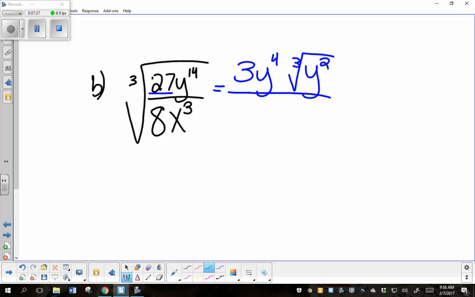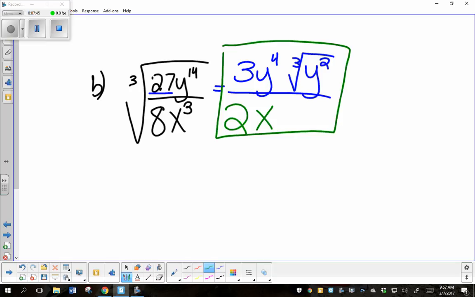Alright, so then on the bottom, what's the cube root of 8? I think it's a whole number. 2. What's the cube root of x cubed? Just x, right? And then I would just check and make sure you can't simplify the 3 over 2, and you can't, so that's our answer. Honestly, you're like, that doesn't even look any better. It looks worse, but oh well.